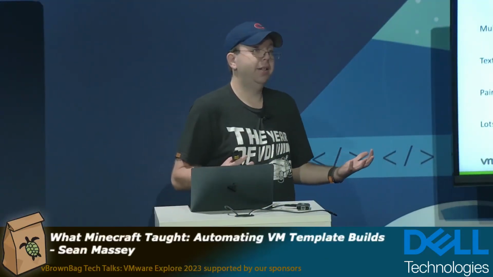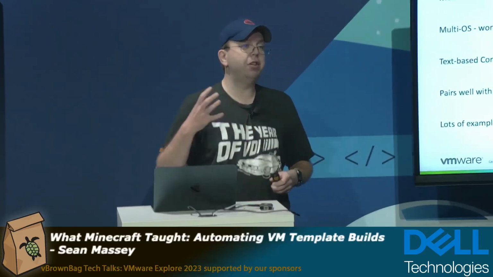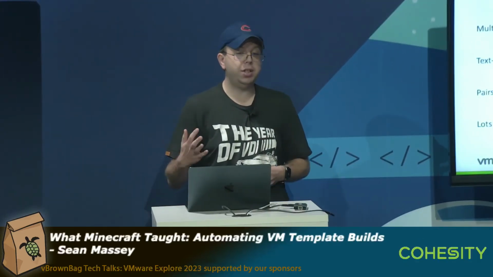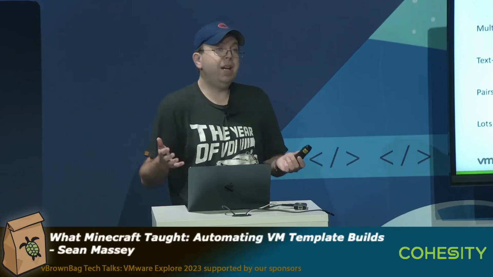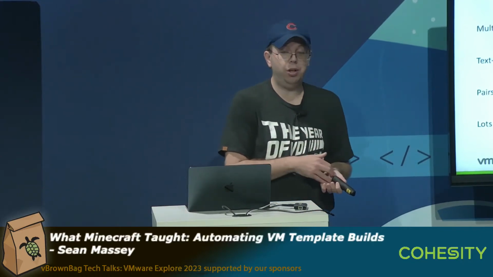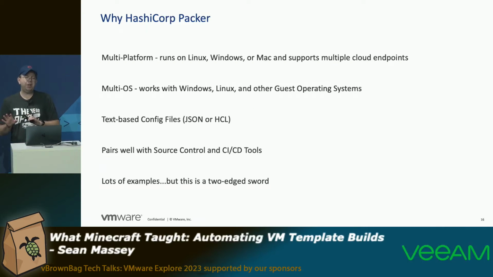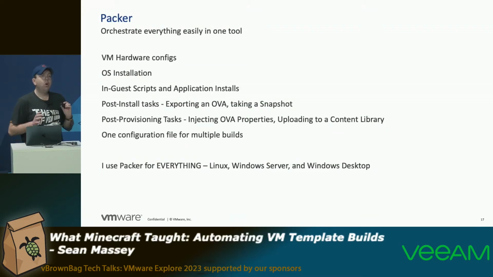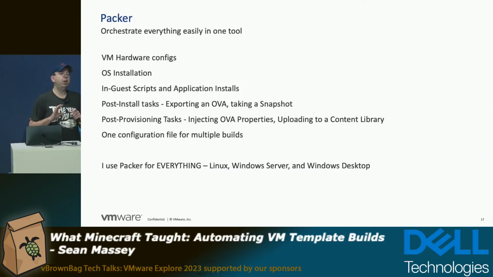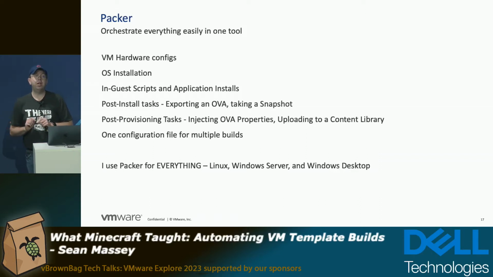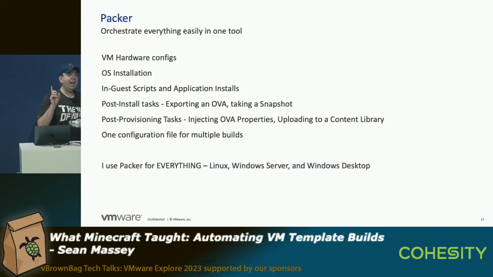It's all text-based, right? Originally JSON, now there's a domain-specific language that gets used for the config files, and because it's all text-based, it works really well with source control. That also means there's a lot of examples out there, but this is kind of a double-edged sword, and this is something I struggled with, and I'll come back to that point in a little bit. What's also nice about Packer is it lets me orchestrate everything in one tool, right? I don't need to tie together multiple tools to build this workflow to get my end result. I do it all in one.